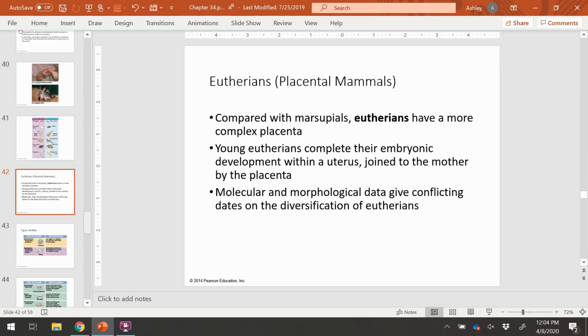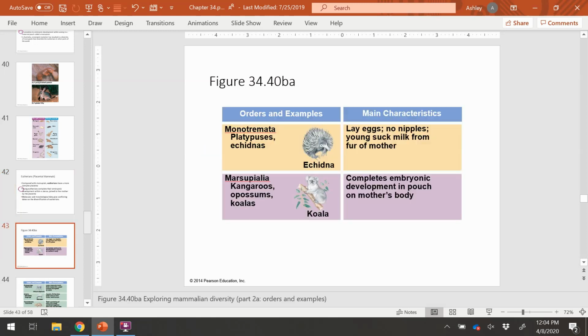But the next group, the eutherian mammals, have the most amount of species in it. And so here they have a complex placenta where they complete their development inside the mother. And so this is within a uterus joined to the mother by the placenta. And so there are conflicting dates on the diversification of eutherians, but we'll stick to just their unifying feature here.